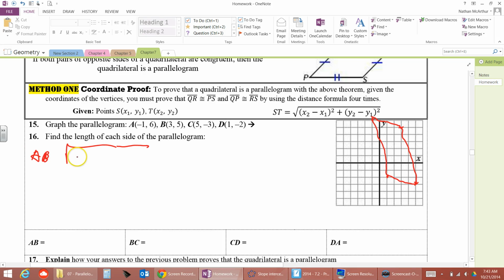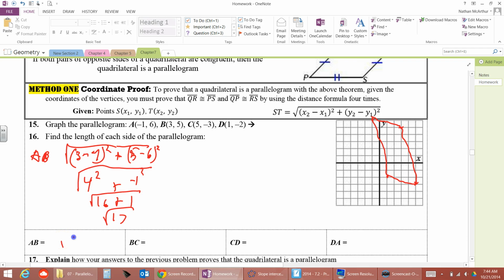And I do 3 minus negative 1 squared plus 5 minus 6 squared. This becomes 4 squared plus negative 1 squared, which becomes 16 plus 1, which is 17. All along, I bring my square root with me, so my final answer is square root of 17.